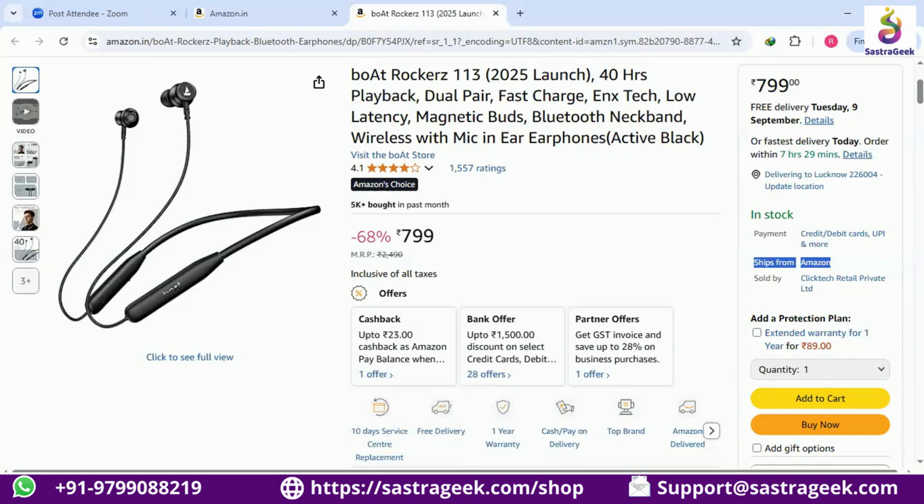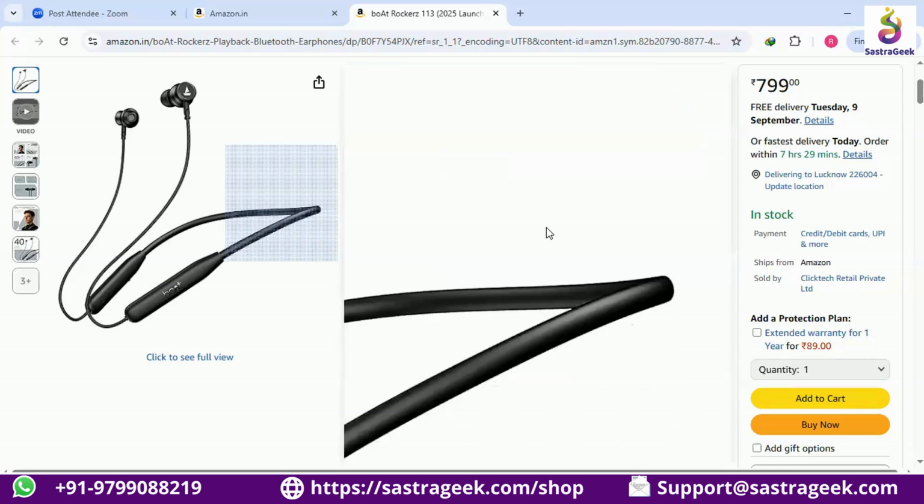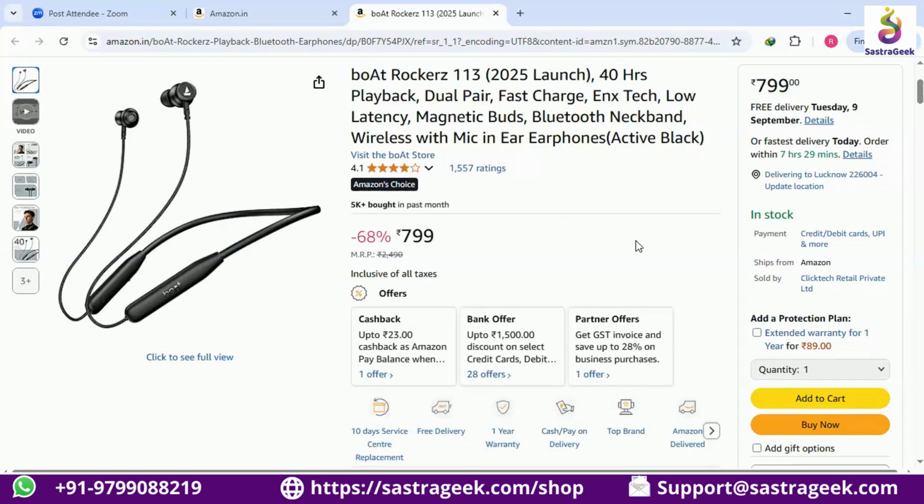When you see "ships as Amazon," that means it is actually Amazon which is shipping the goods. So who is a shipper? A shipper is anyone who actually ships or sends the product. In the case of our example of these earphones, Amazon is doing that job, and hence Amazon is the shipper.